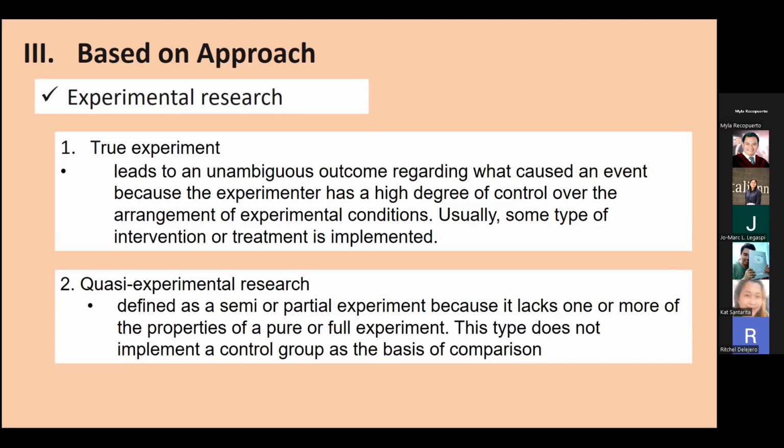Usually in this research, an intervention or treatment is implemented. While quasi-experimental research, also defined as a semi or partial experiment, lacks one or more of the properties of a pure, full experiment. This type does not implement a control as the basis of comparison.